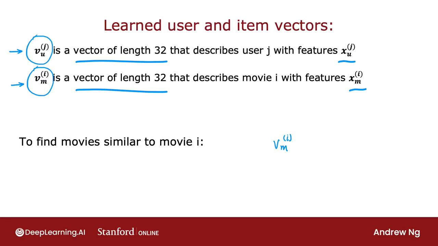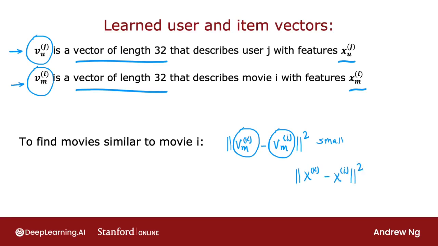So if you want to find other movies similar to it, you can look for other movies K so that the distance between the vector describing movie K and the vector describing movie I, that distance or square distance, is small. And this expression plays a role similar to what we had previously with collaborative filtering, where we talked about finding a movie with features XK that was similar to the features XI. And thus, with this approach, you can also find items similar to a given item.